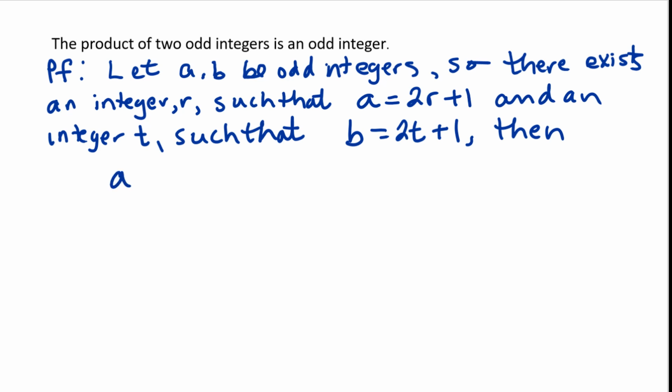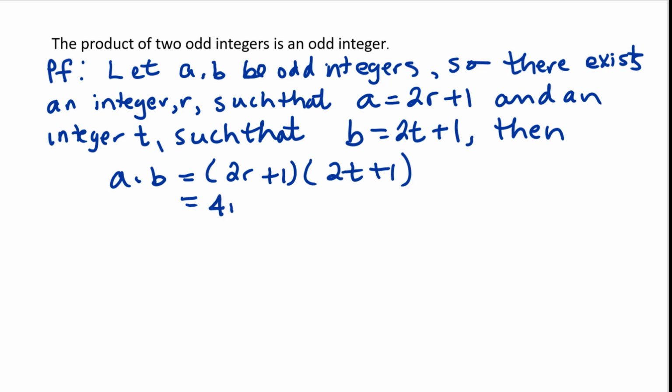Then the product of A times B is equal to, and A is expressed as 2 times R plus 1, B is expressed as 2 times T plus 1. We can multiply this, so we get 4RT plus 2T plus 2R plus 1. This actually doesn't quite show that we have an odd number, but let's simplify a little bit.